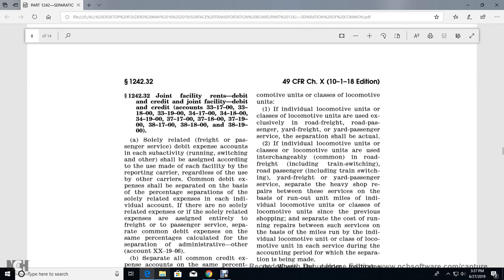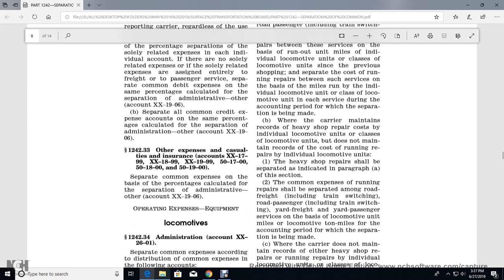Same as the previous shop repair, except for the running repairs: compare between services on the basis of mileage run with the individual locomotive unit or class of locomotives during each of the services in the accounting period for which separation is being made. The carrier maintains a road record of heavy shop repair with the cost of the individual locomotive unit or class of locomotive unit, but does not maintain a record of the cost of running repairs of individual locomotive units.